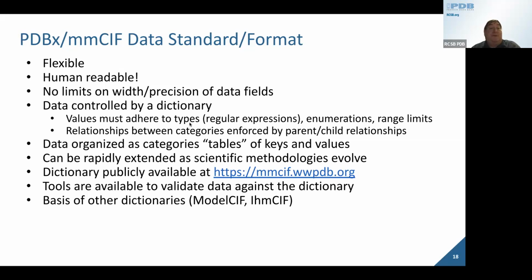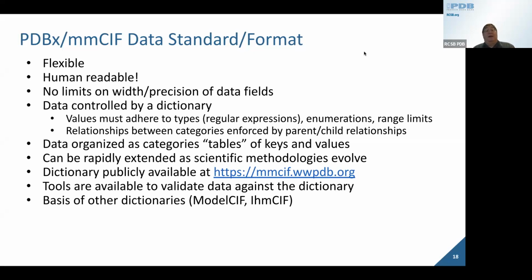The data values are controlled by a dictionary. The values must adhere to the various types that we define as regular expressions. Enumerations and limits are in the dictionary. I'll show you an example of that later. The relationships between categories are enforced by what we call parent-child relationships. I'll give you an example of that, but that allows you to have multiple values linked up to one other category. Think of a citation: you have a single citation and you might have many authors.